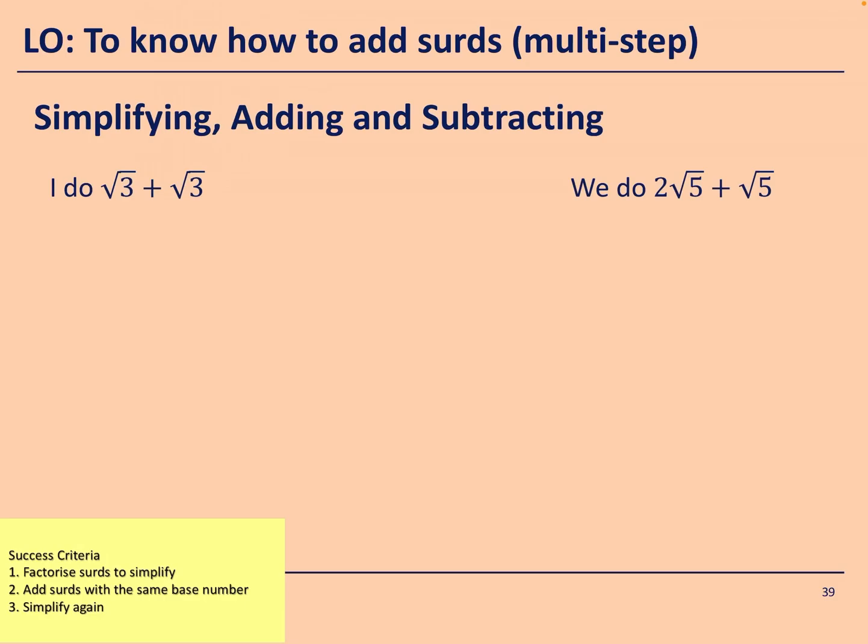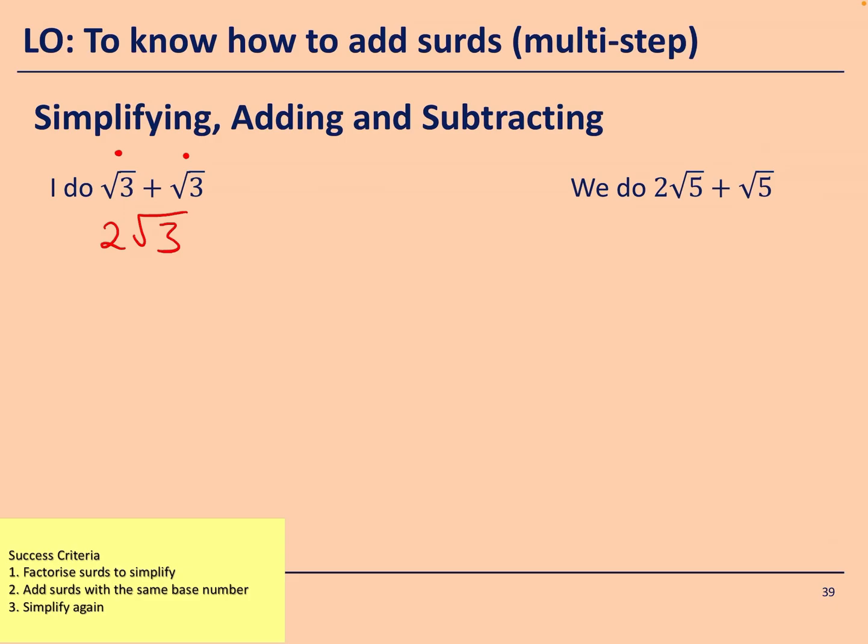So the base number for this one and this one is both 3. So we're going to add them together. So 1 lot of root 3 plus 3 lots of root 3 is going to give us 4 root 3. Okay? So we were able to add them because they have the same base number.